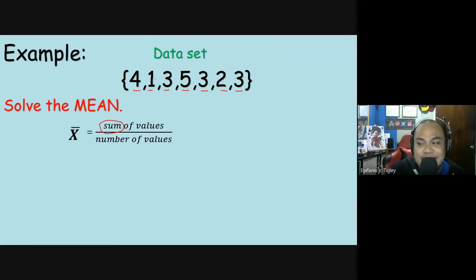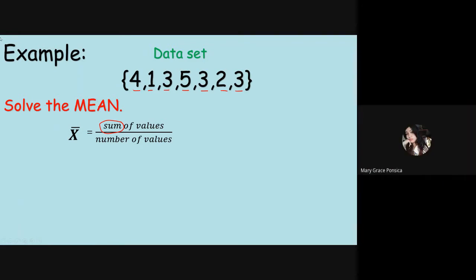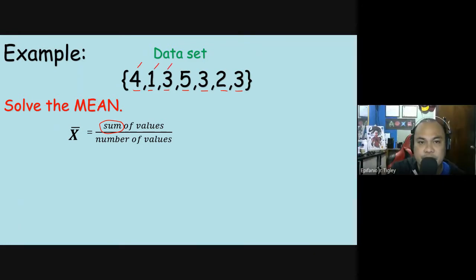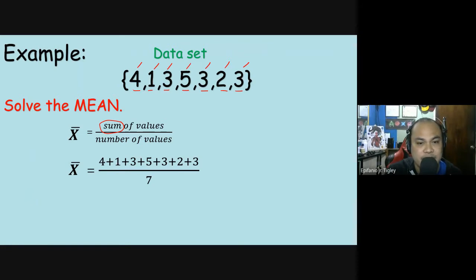How many data set do we have there? How many numbers are there in your data? 7. There are 1, 2, 3, 4, 5, 6, 7. That will be your divisor. Mao nang 4 plus 1 plus 3 plus 5 plus 3 plus 2 plus 3 divided by 7.